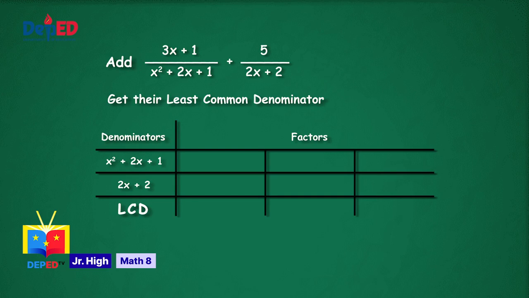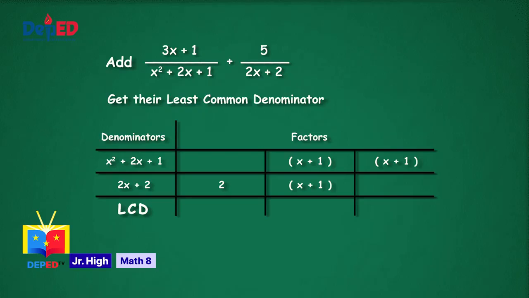Now, what are the factors of the first denominator? X squared plus 2x plus 1 is a perfect square trinomial. So its factors are x plus 1 and x plus 1. How about the second denominator? Both terms are divisible by 2. It can be written as 2 times the quantity x plus 1. Since there is a common factor, we write them in the same column.